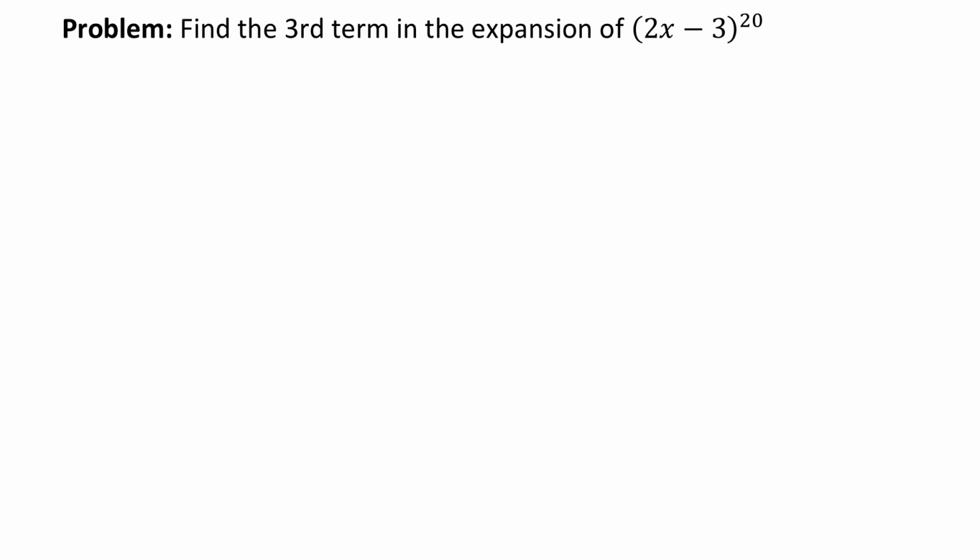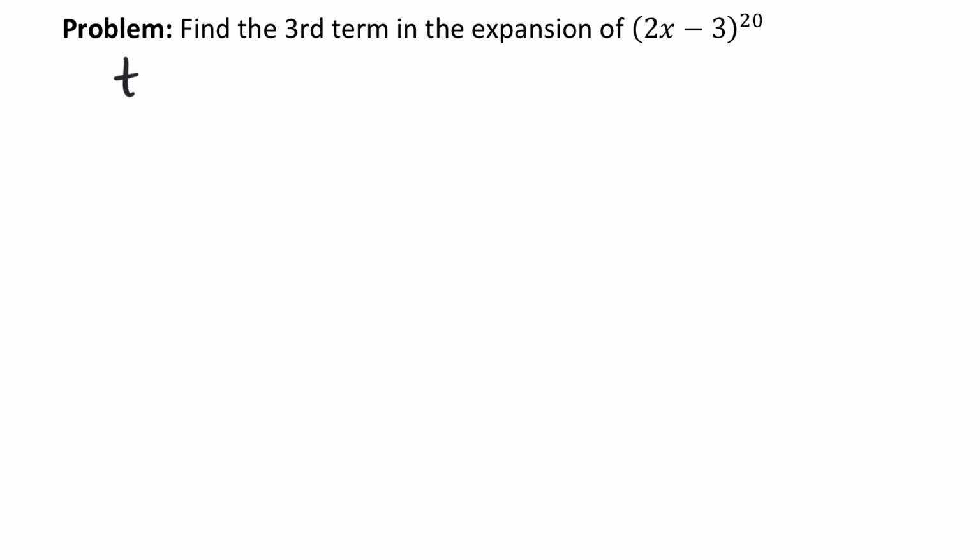Now, speaking of not being efficient, look at this binomial. We have (2x minus 3) to the power of 20. Because it's the power of 20, we're going to get 21 terms, always one more than the power. I mean, no one wants to expand this just to find the third term. It's definitely going to be more efficient to use that term formula. So I'd encourage you, go ahead and pause the video, use the term formula, and see what you come up with.